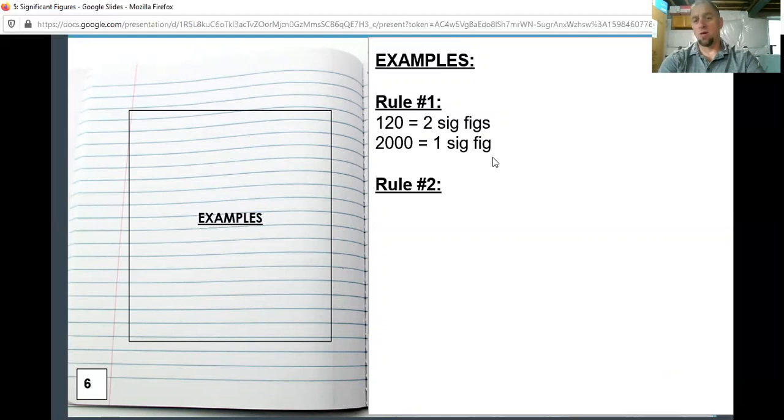Okay. So now we have rule number 2, right? Zeros in between significant digits are also going to be significant.